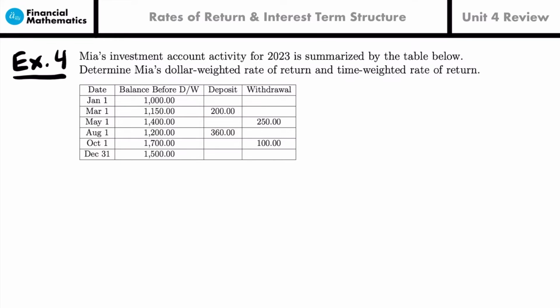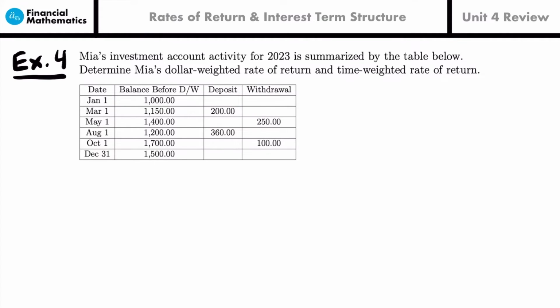Okay, the first thing I'm going to do here is just simply read through this table to make sure that we are all on the same page. On January 1st, the account's balance is $1,000, and that is the balance before any deposits or withdrawals. That is going to be the case for all of these balances. Of course, at the beginning of the year, there are no deposits or withdrawals.